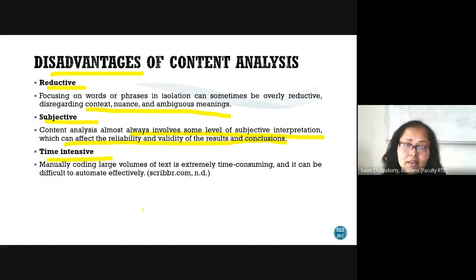It's time intensive. Why? Manually coding large volumes of text is extremely time consuming, right? And it is very difficult to automate it. You cannot do it, you have to go for the manual method.